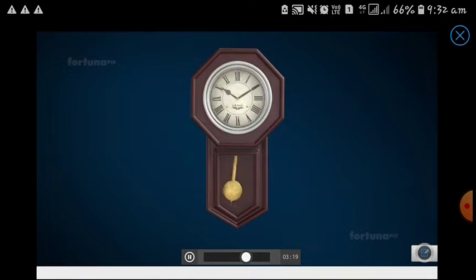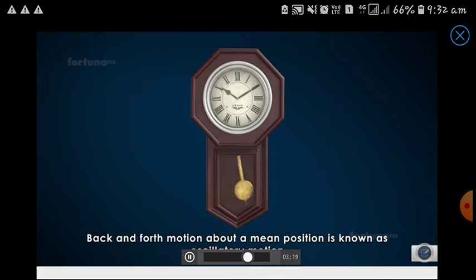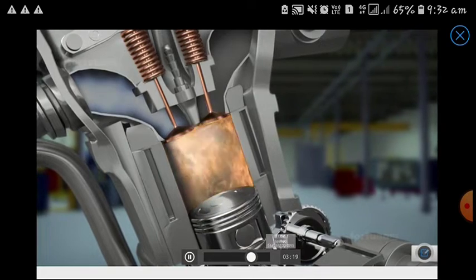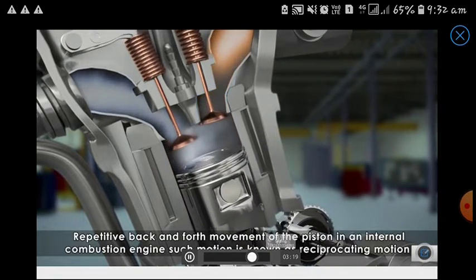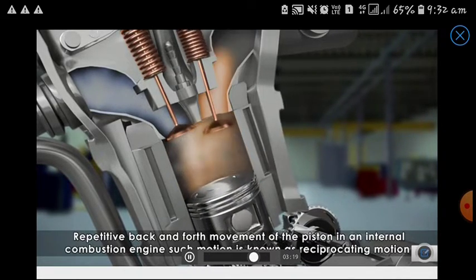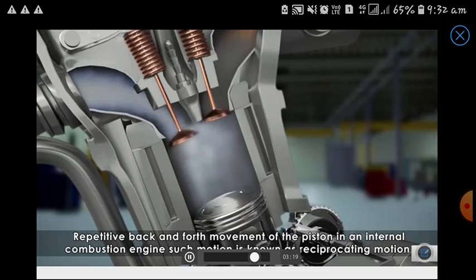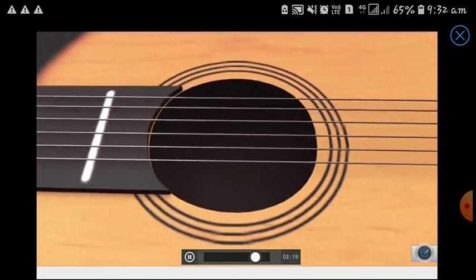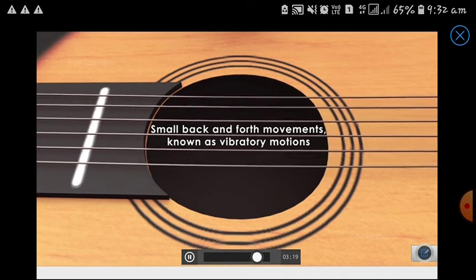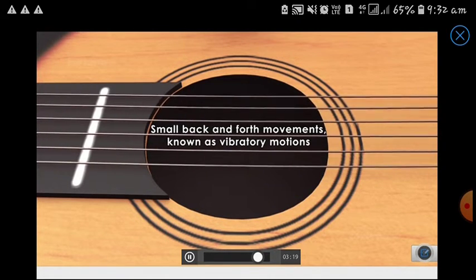A pendulum in a clock exhibits a periodic swing between 2 points. This back and forth motion about a mean position is known as oscillatory motion. A similar but slightly different motion can be seen in the repetitive back and forth movement of the piston in an internal combustion engine. Such motion is known as reciprocating motion. A guitar string, when plucked, will also show small back and forth movements, known as vibratory motions.